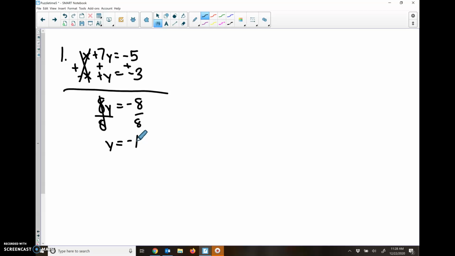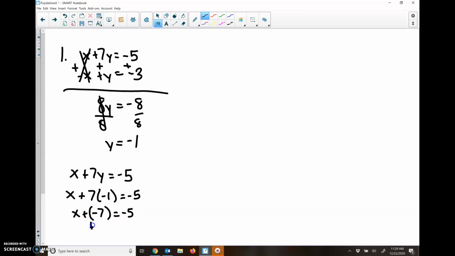Then remember we can go back and plug that in. I'm going to use the top one. So x plus 7y equals negative 5. You can use the bottom one if you'd like. So x plus 7y, we just figured out y was negative 1. So I have x plus a negative 7 equals a negative 5. So that means I'm going to add 7 to both sides. So negative 5 plus 7 is 2. So I figure out that x is 2 and y is negative 1.